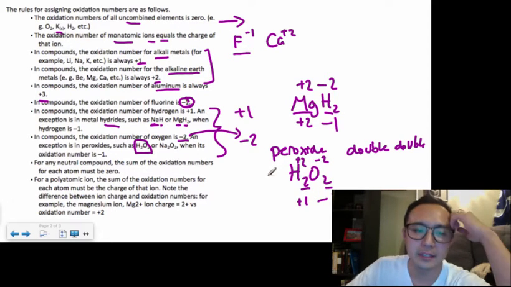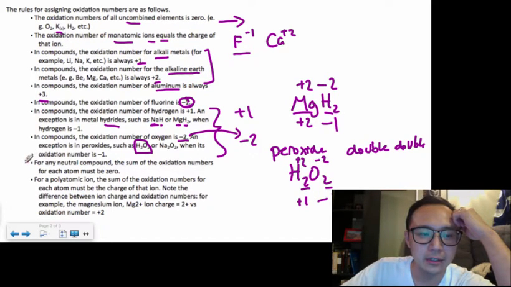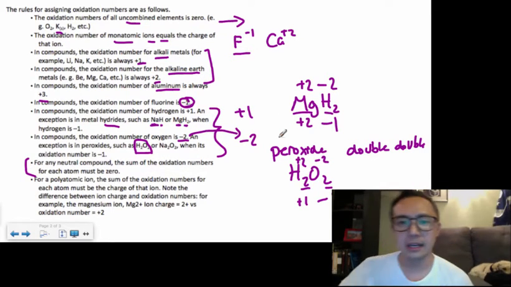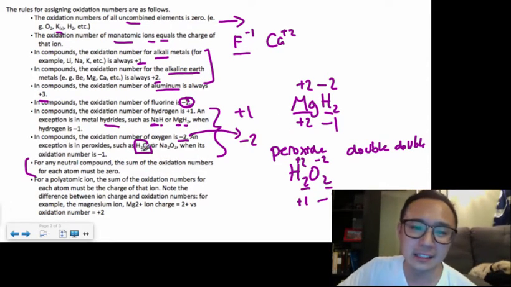That's another exception. Then the last two are looking at the neutral compound. So anytime you have a compound that doesn't have a charge, then it has a sum of 0.